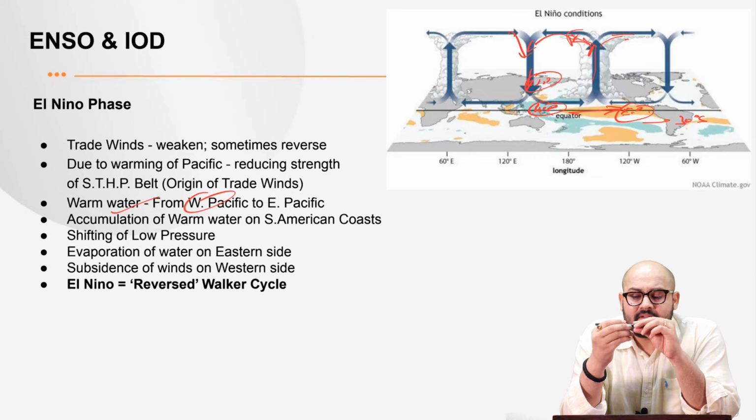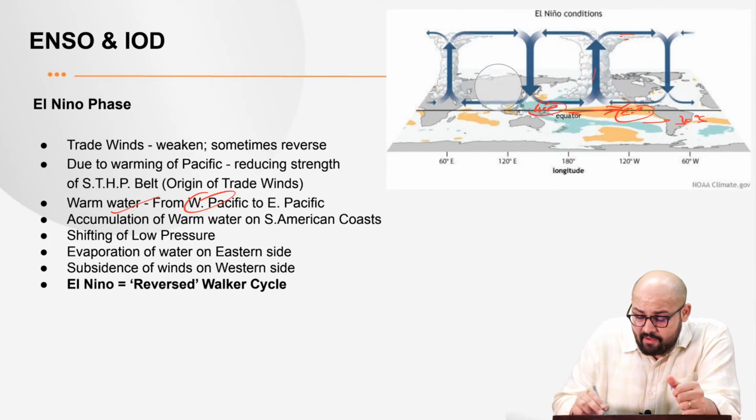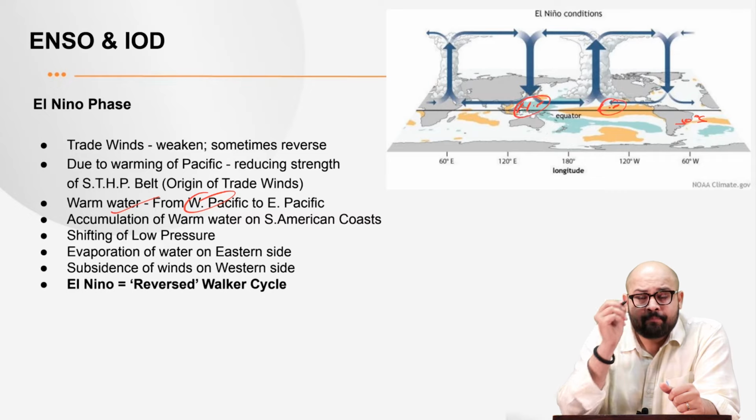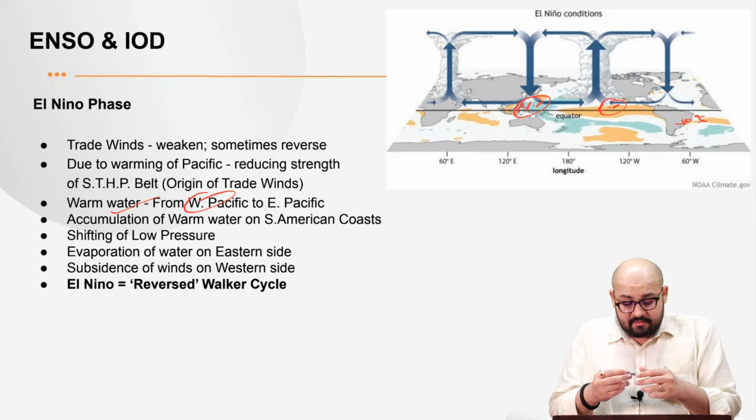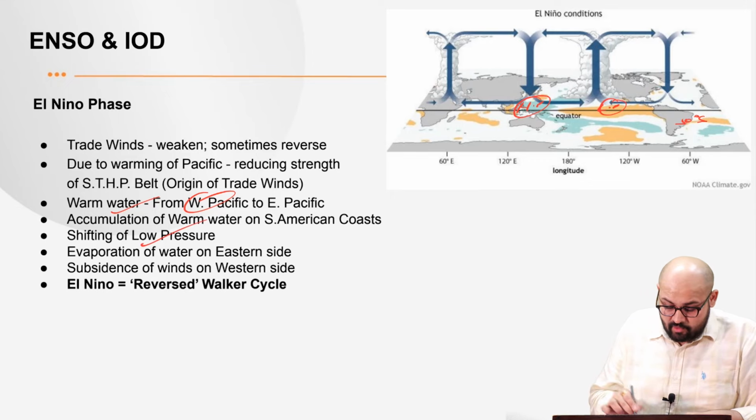So if we summarize, what we can say is that you have got high pressure conditions over here on the Western Pacific and the low pressure conditions on the Eastern Pacific. Now this is nothing but the shifting of low pressure. We have already seen that.